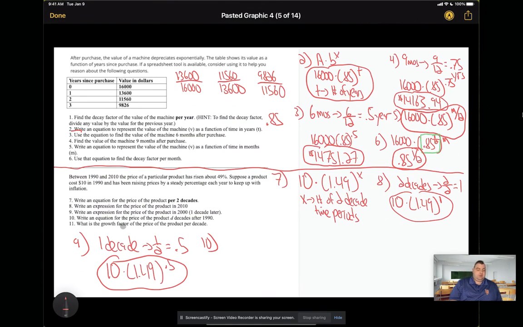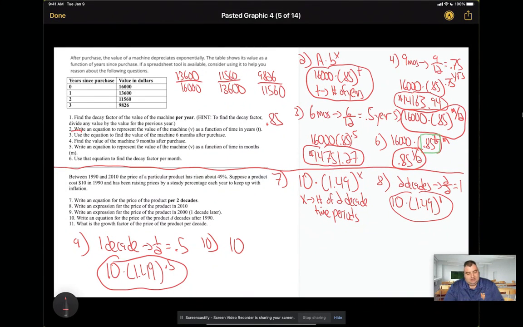Number 10, write an equation for the price of the product d decades after 1990. Well, we figured out in numbers 8 and 9, to figure out my x value, I have to take the number of decades and divide it by 2, because my x value is the number of 2-decade time periods. So in number 8, that was x equals 1, because 2 divided by 2 is 1. And in number 9, that's going to be a half, because 1 divided by 2 is a half. So I have to take the number of decades, which they told us to use the variable d, and I have to divide that by 2.